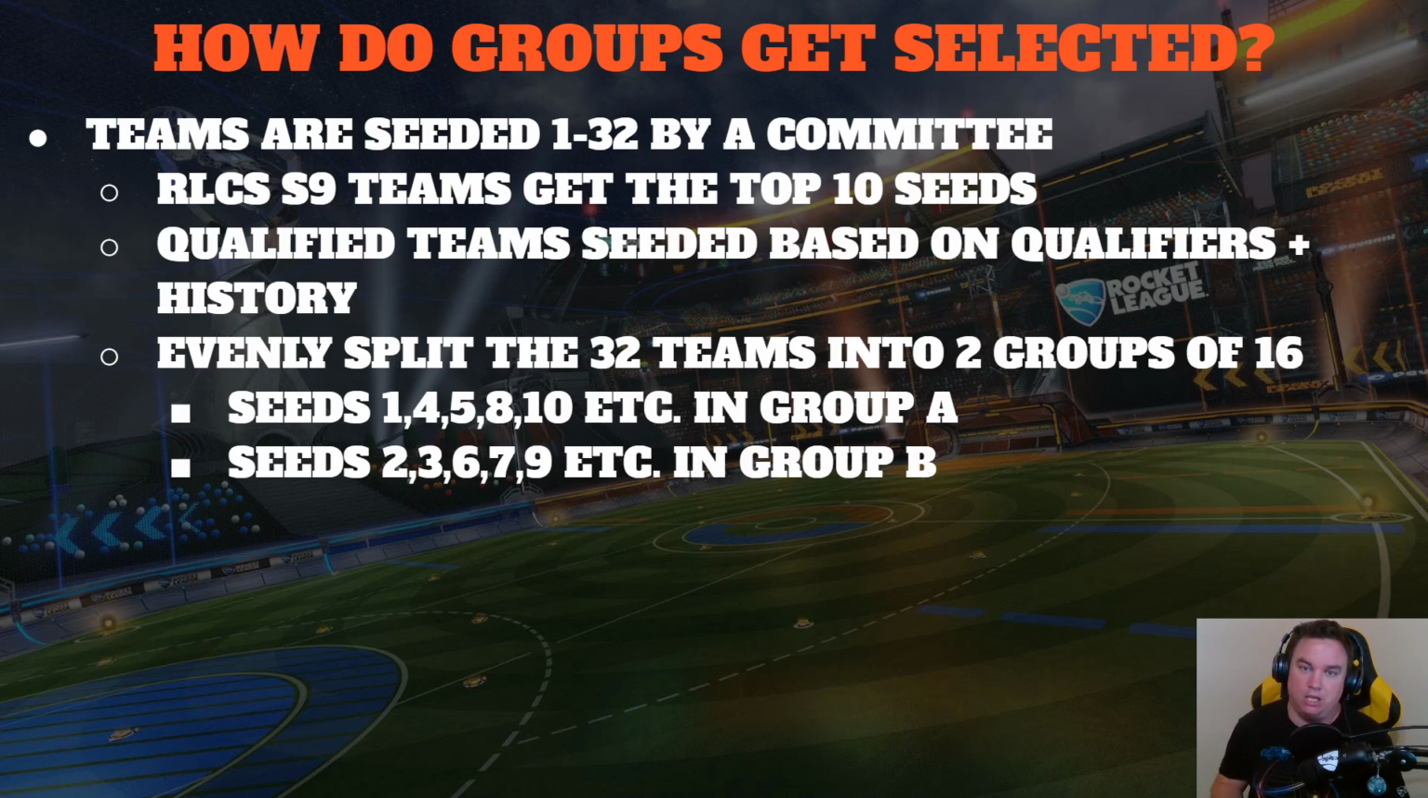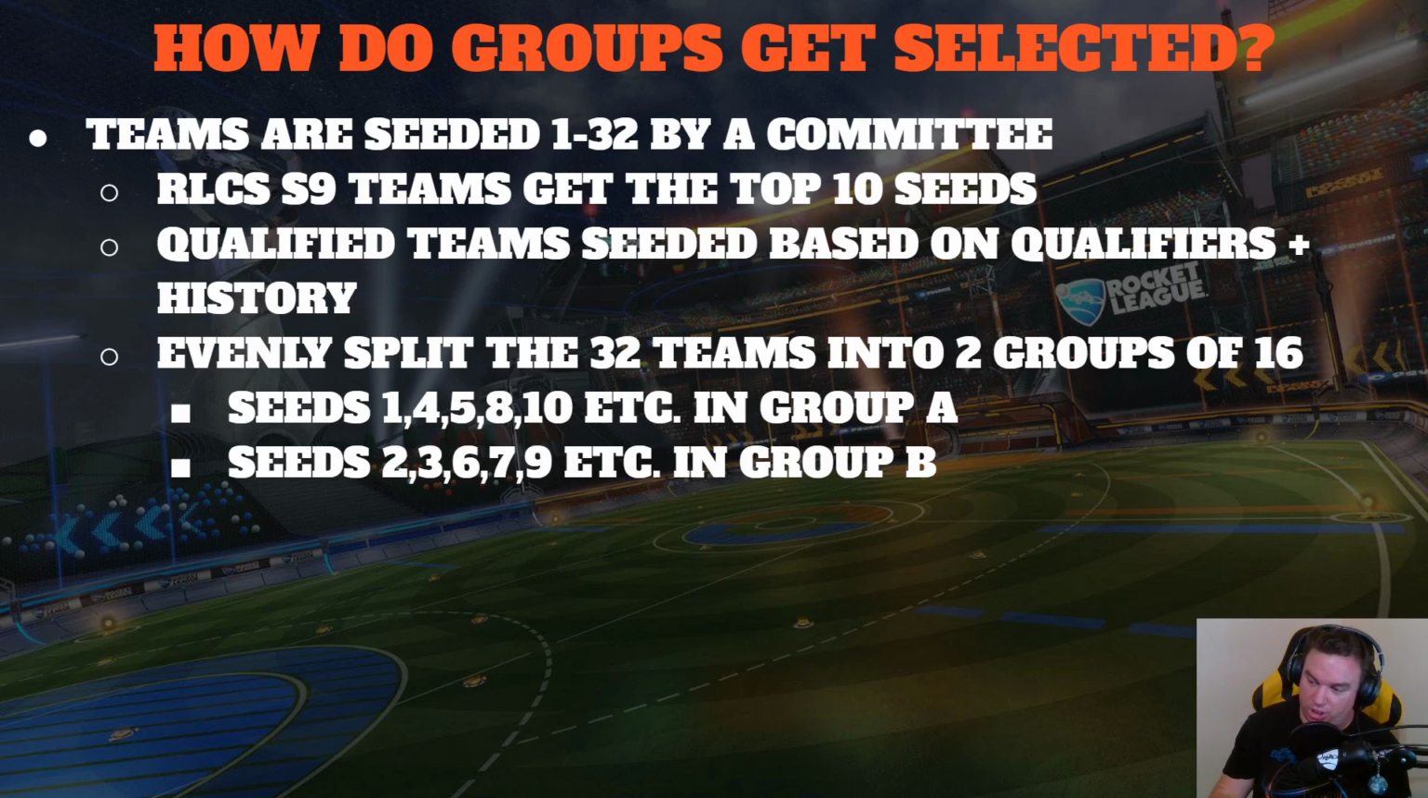There'll be some ties, and that could be where the history comes in, where it's like, all right, I think this team's better than this team. We'll rank them ahead. Teams are evenly split into 2 groups of 16, and that doesn't mean we go back and forth like 1, 3, 5, 7, 9 in one group, 2 through that. It's more based on this.